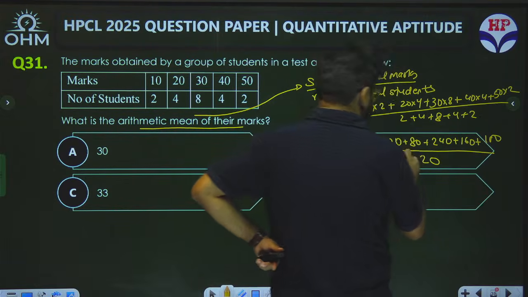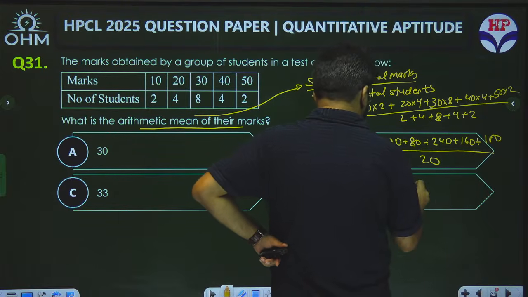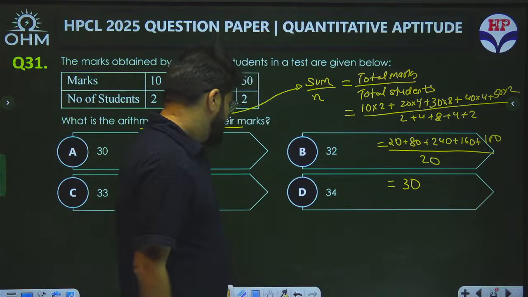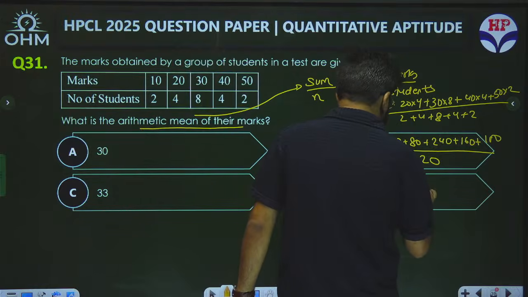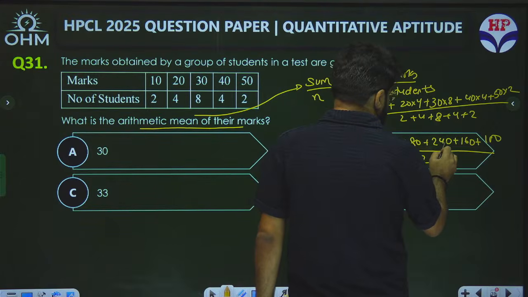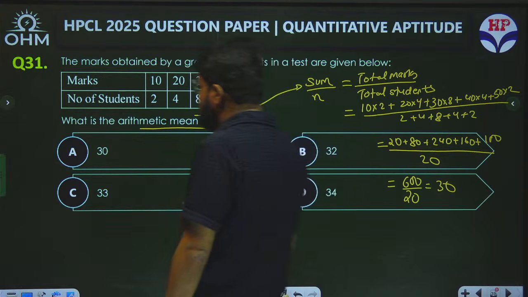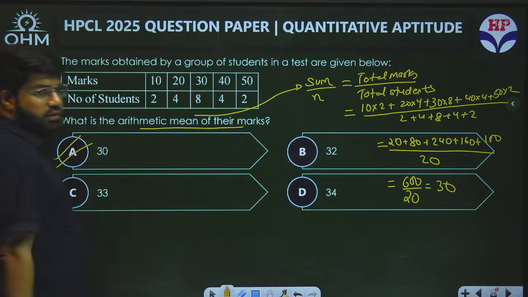So 100, 340, 440, 600. That is 600 by 20, which has to be 30. Yes, this is correct, because the numerator turned out to be 600. So 30 is the correct answer, which means option A.